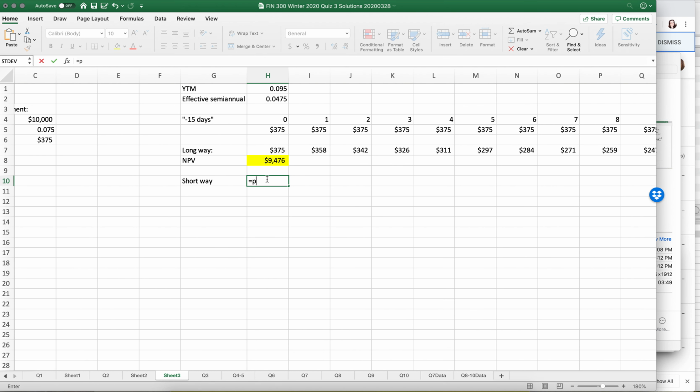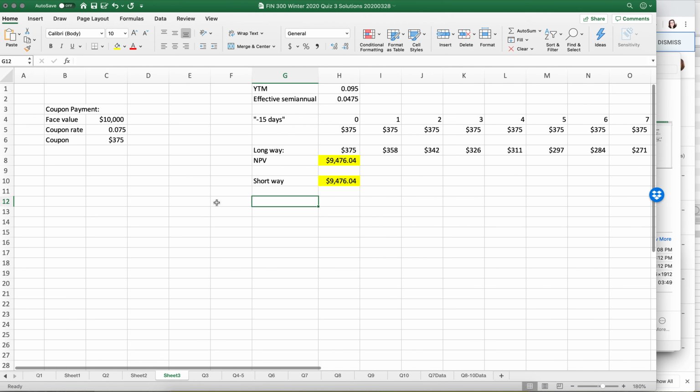Okay, now the short way. The rate is this. The number of periods, again, 13 left, but we're not counting 0 because of the way the PV formula works. So 12. The payment is $375. I'll just click that one. And the future value is $10,000 because that's how much they're going to pay me at the end. Notice that we don't get the same answer. So first of all, put a negative in front of it so you get the right thing. And then add the payment that occurs at time 0. And we get the same answer. So that's cool. We're doing the right thing.